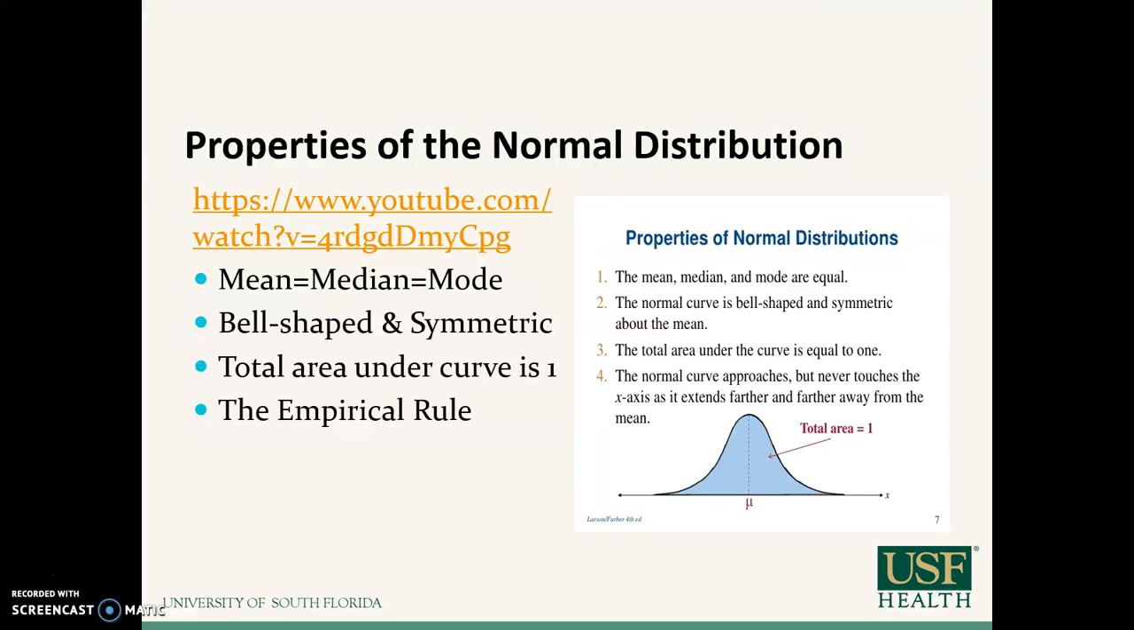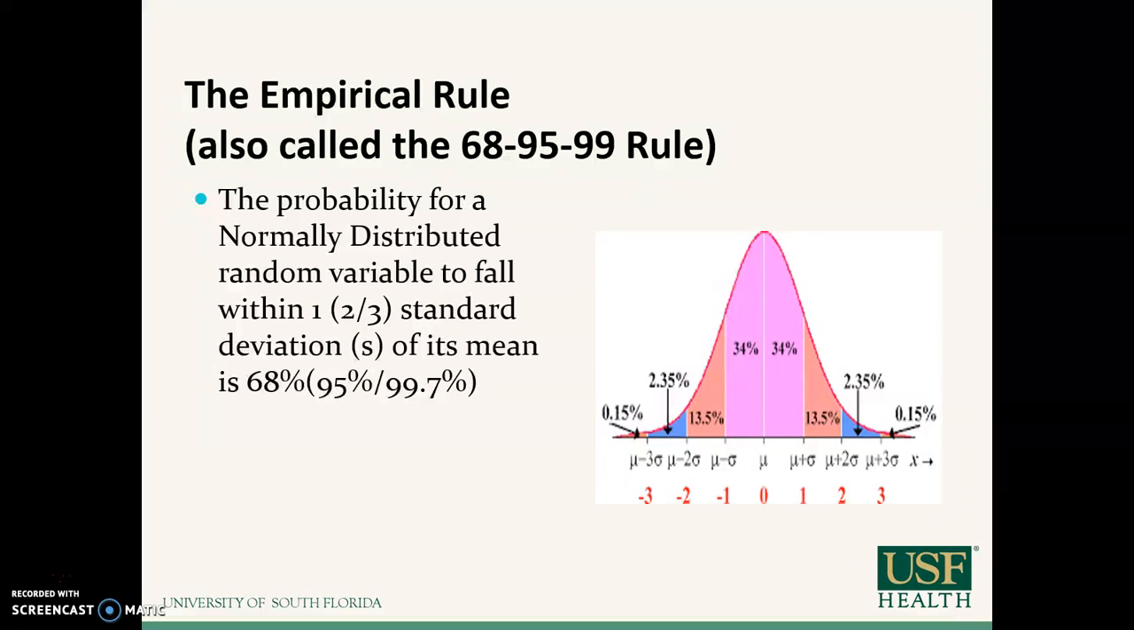Okay. And then there's also the empirical rule. The empirical rule, also called the 68, 95, 99 rule, states that the probability for a normally distributed random variable to fall within 1, 2, or 3 standard deviations of its mean is 68%, 95%, or 99.7%. So on the right, you can see the graph illustrating these properties. Okay, so this gives you a quick way to gauge or estimate some of the probabilities related to the normal distribution.